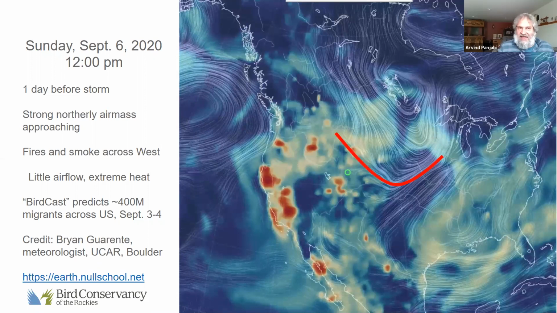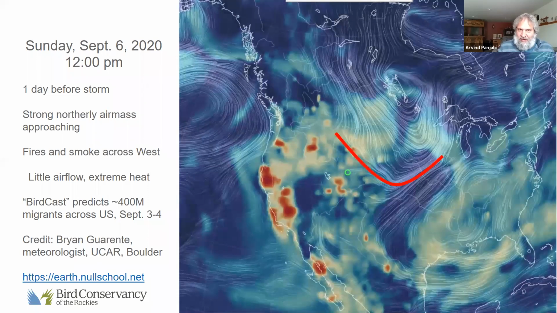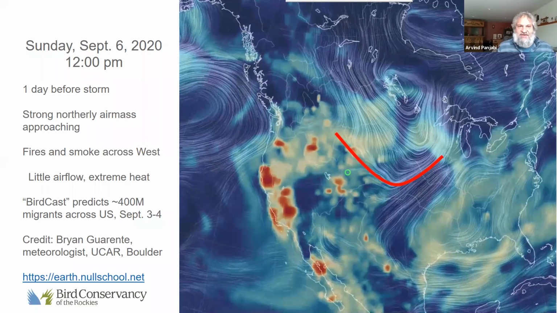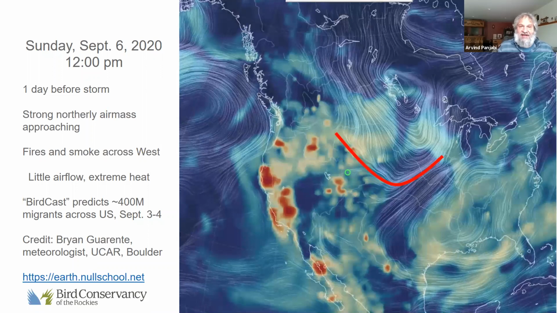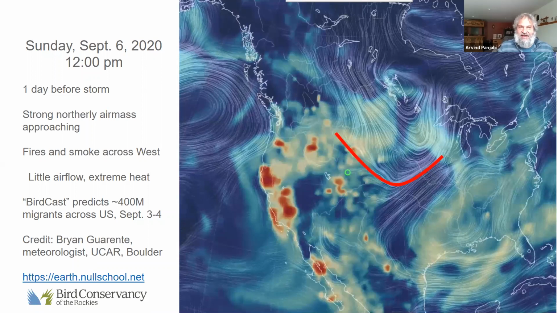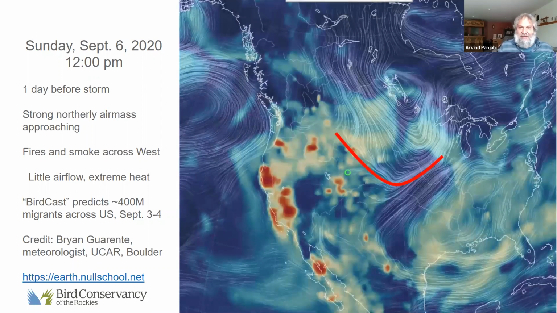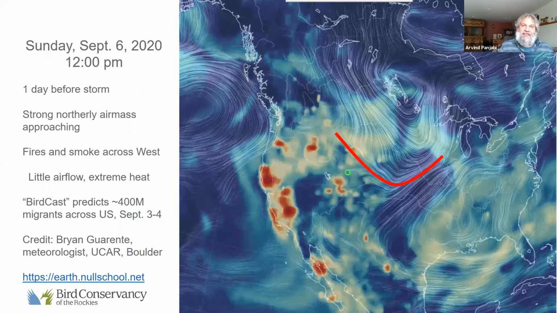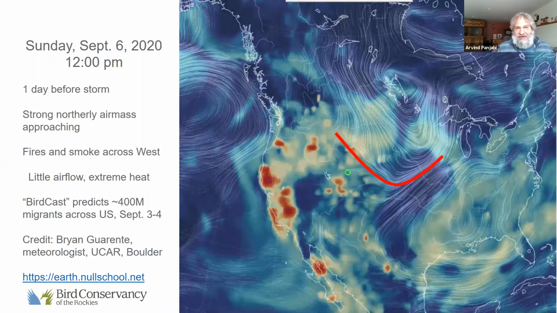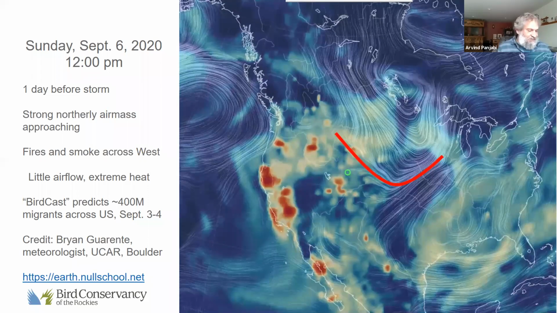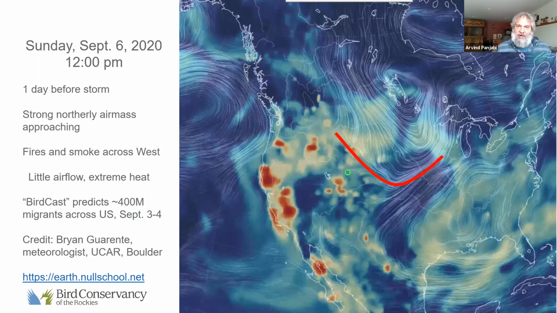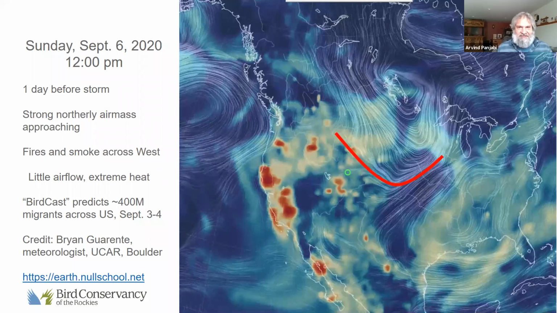It's also worth pointing out that a couple days before this, on the night of September 3rd and 4th, the BirdCast website that is run by Cornell Lab of Ornithology predicted a flight of upwards of 400 million birds across the United States that evening. These were birds primarily associated with this central region and in the east, but also across the entire country. So there was a major migratory flight happening just before this storm. And of course, that's the way it typically goes. Birds tend to move in front of these cold fronts rather than behind them, for good reason.